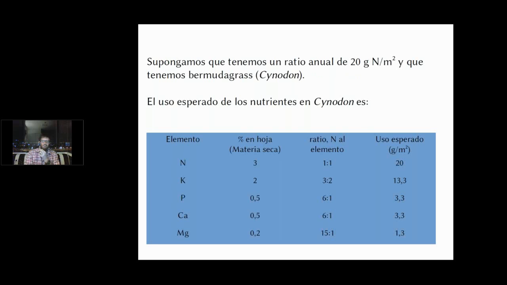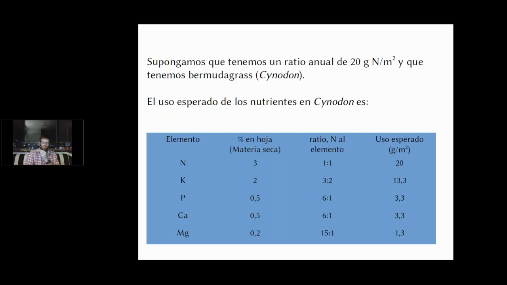Here it is for cynodon. We get a slightly different ratio. Now it's 3 parts of nitrogen to 2 parts of potassium. So if we put 20 grams of nitrogen to Bermuda grass, to cynodon, we would have an expected potassium use of 13.3 grams. Phosphorus 3.3, magnesium 1.3.